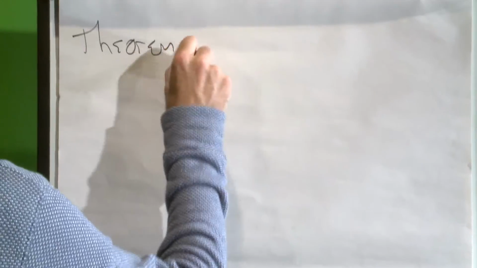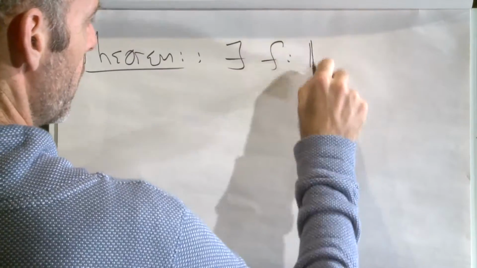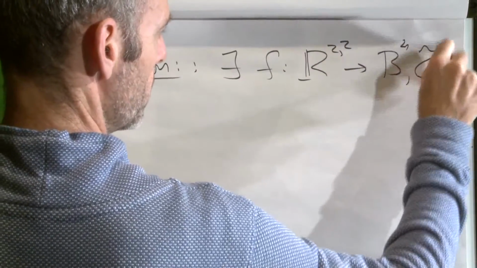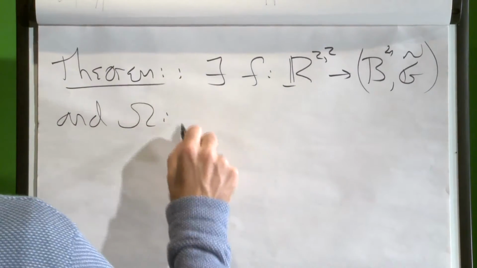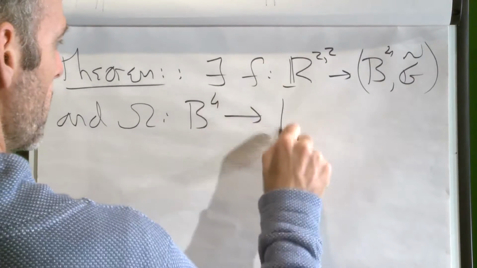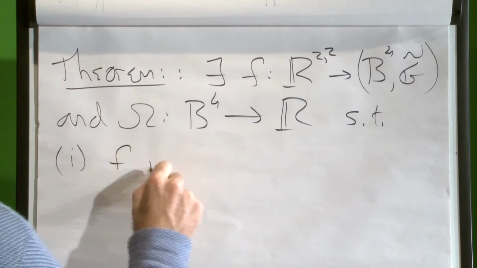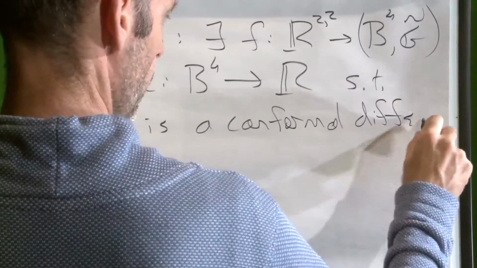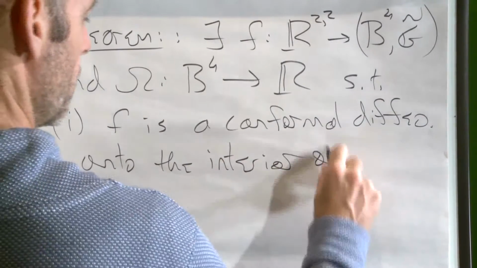Our first theorem is the following. Again, it deals with R^{2,2}. There exists a map F which goes from R^{2,2} and takes you to the 4-ball. And there's a metric on the 4-ball which I'll call G tilde. And there's a function which takes this 4-ball into the reals, such that four conditions hold. The first condition is that F is a conformal diffeomorphism onto the interior of the 4-ball.